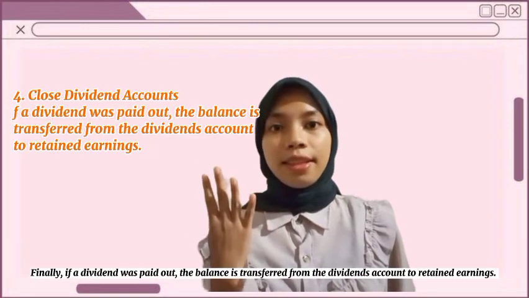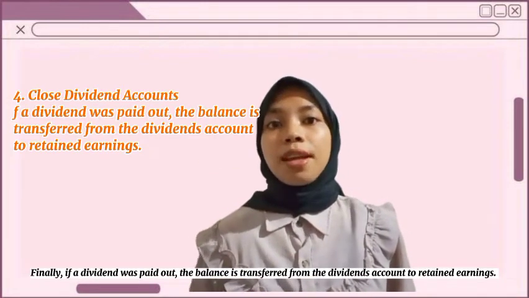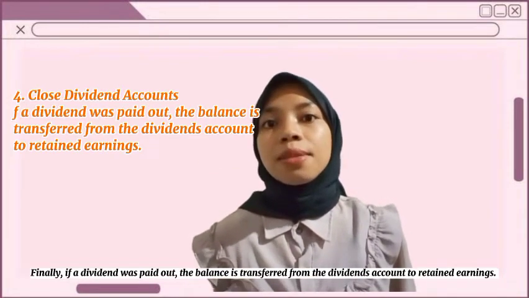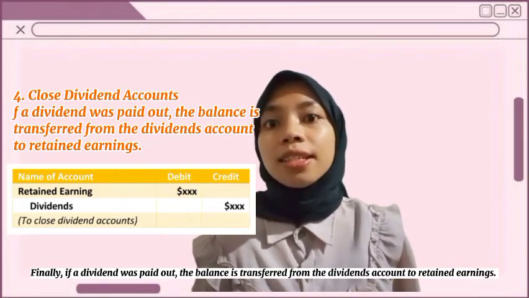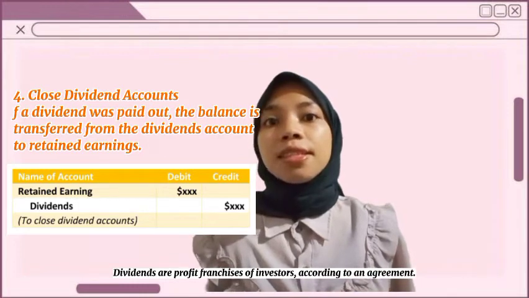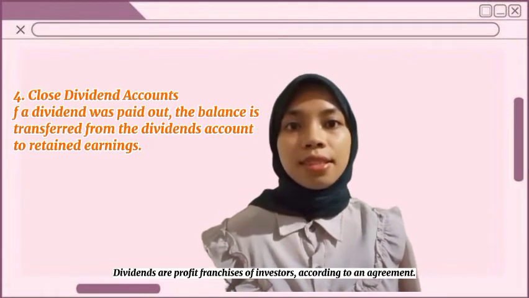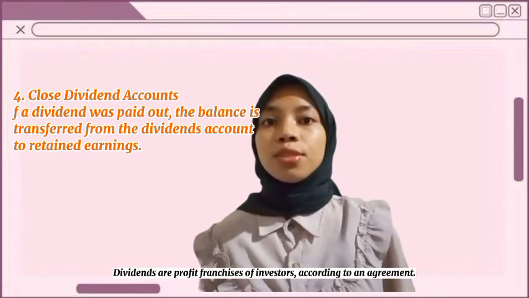And finally, if dividends were paid out, the balance is transferred from the dividend accounts to retained earnings. Dividends are profit shares of investors according to an agreement.